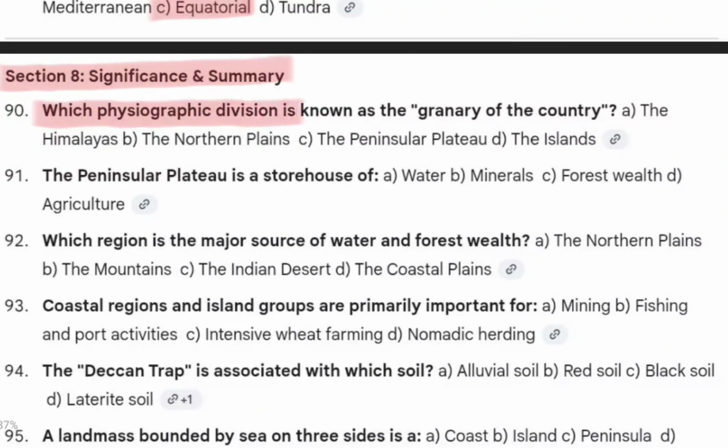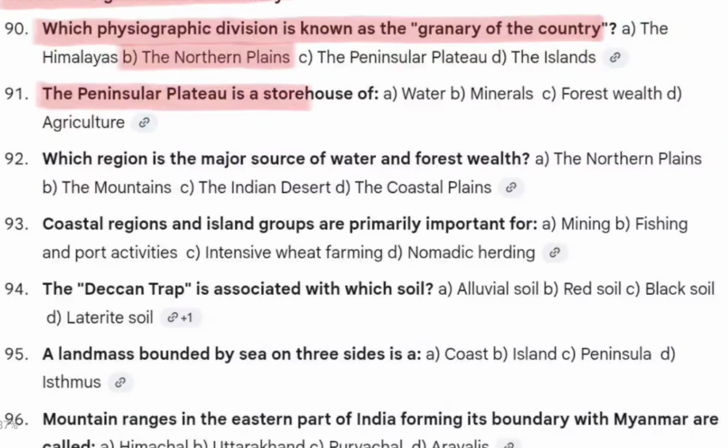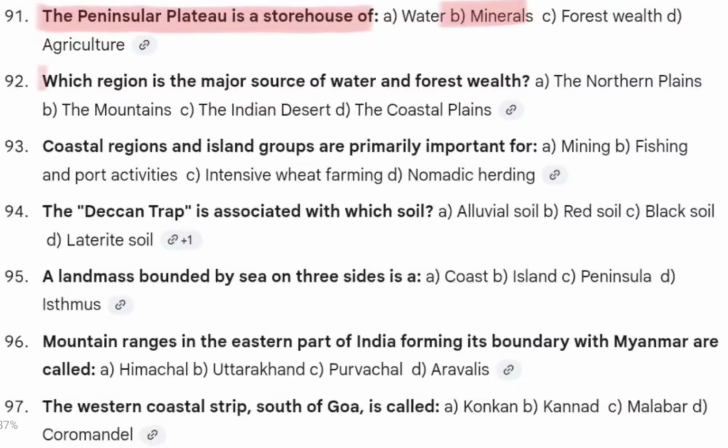So now it is the last section, significance and summary. Which physiographic division is known as the granary of the country? The granary of the country is the northern plains. The peninsular plateau is a storehouse of what? Storehouse of minerals. Which region is the major source of water and forest wealth? The answer will be the mountains.